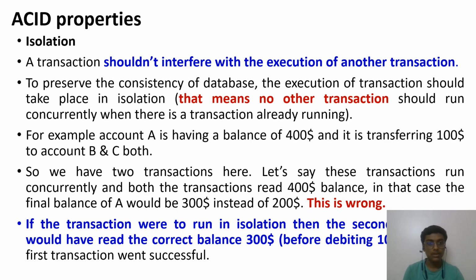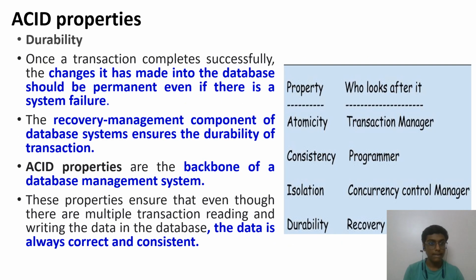The next property is isolation. A transaction shouldn't interfere with the execution of another transaction. The last property is durability. Once a transaction completes successfully, the changes it has made to the database should be permanent, even if there is a system failure.